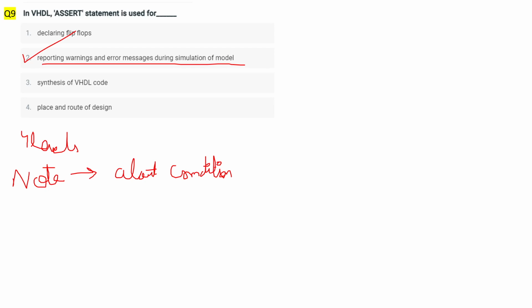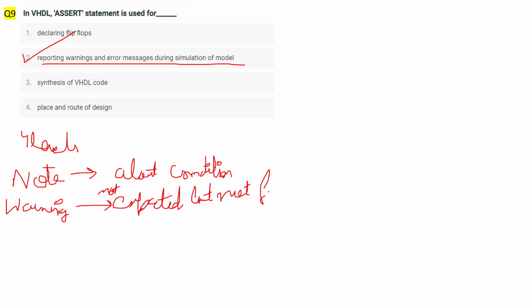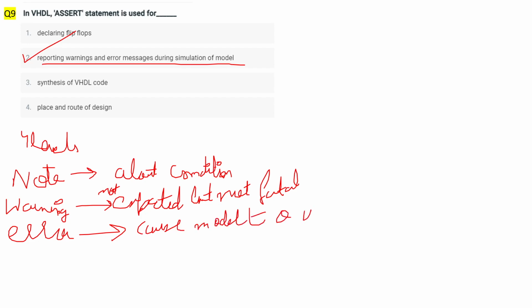The second one is warning. It relays information about conditions that are not expected but are not fatal. Then we have error. It relays information about conditions that will cause the model to work incorrectly.